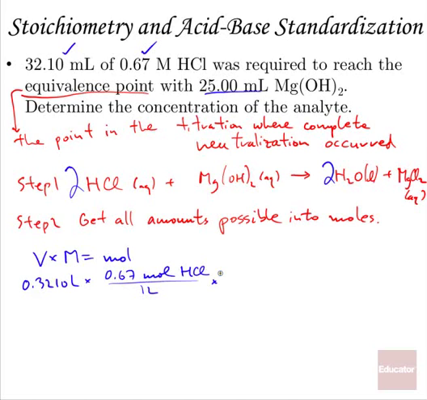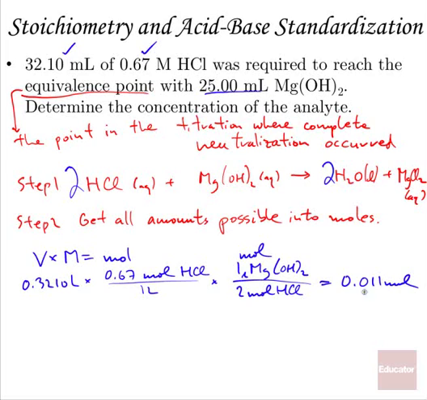Okay, so once we get in moles of A, let's go ahead and get to moles of B. So it is a 2-to-1 ratio. So 1 magnesium hydroxide on top divided by 2 moles of hydrochloric acid on the bottom. And that's going to give us 0.011 moles of MgOH2.